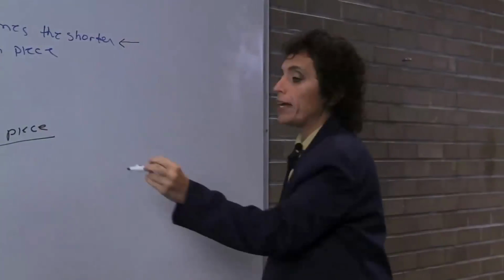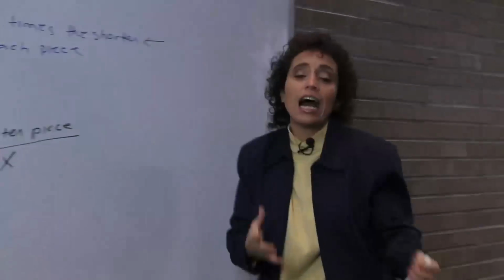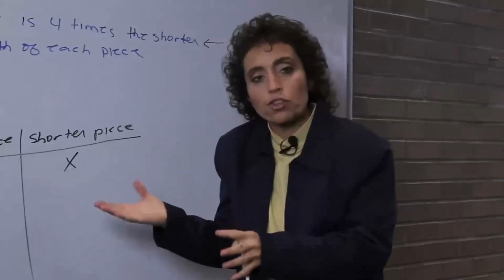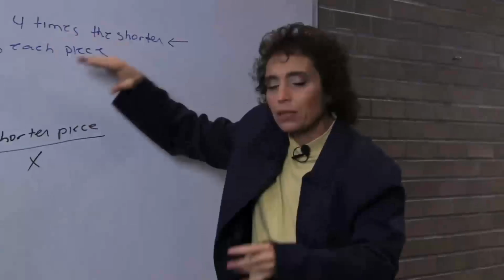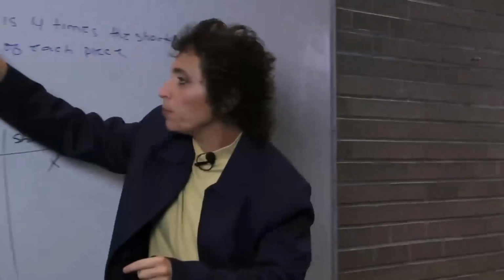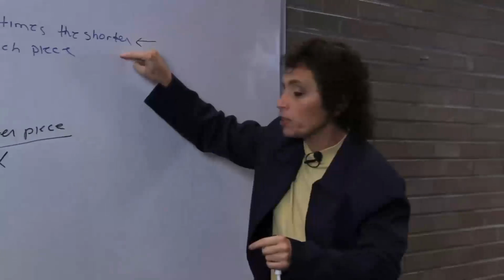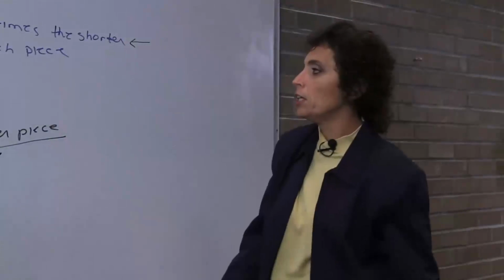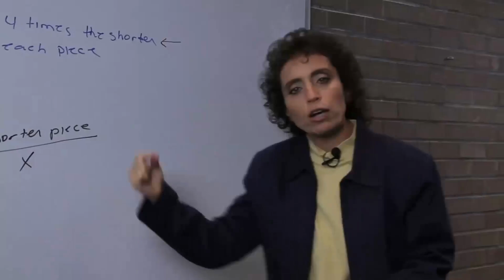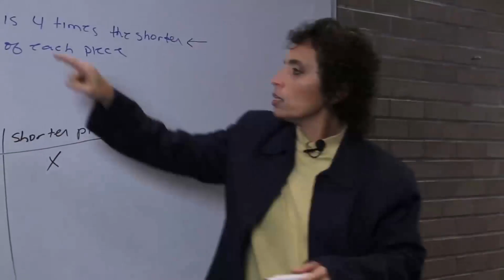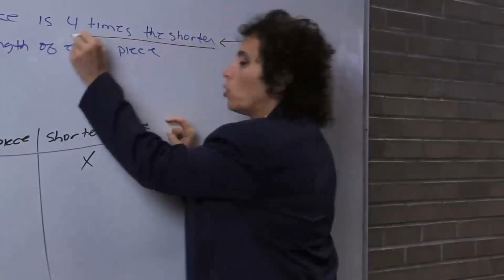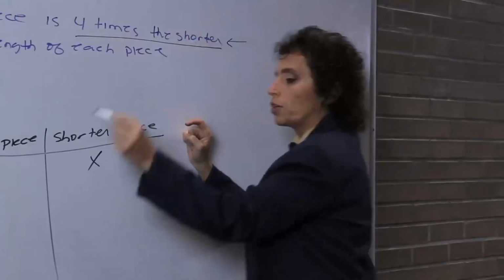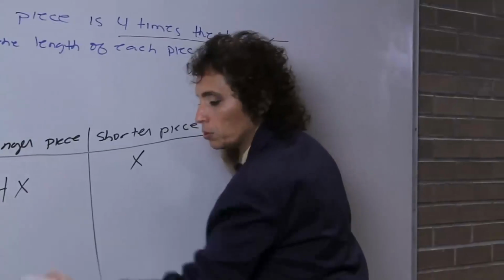So therefore, I'm going to make x the shorter. I could figure out what I know about the shorter, but I don't want to. Just go directly from this. The longer piece is 4 times the shorter. They gave me information about the longer, no information about the shorter, so make x the shorter. Now reread that sentence and get the longer. The longer piece is 4 times the shorter. So this is what the longer piece is: 4 times the shorter.